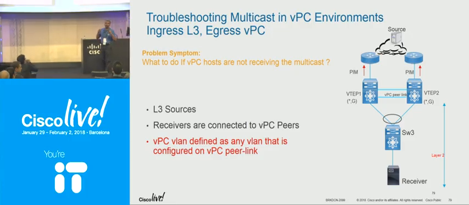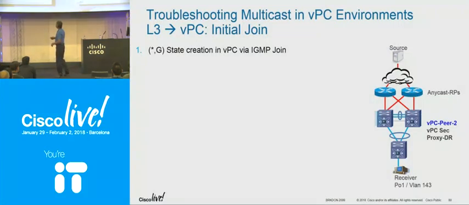In a VPC environment, we saw that we have different VPC peers, and one of the peers is supposed to forward the traffic. So I can see a couple of issues. What if both the VPC peers are not forwarding? Or what if both the VPC peers are forwarding? In the former, the receiver will not receive any data traffic at all. In the latter, they will be receiving duplicate packets. In either of these cases, it is an issue. So let's look into each of the states.